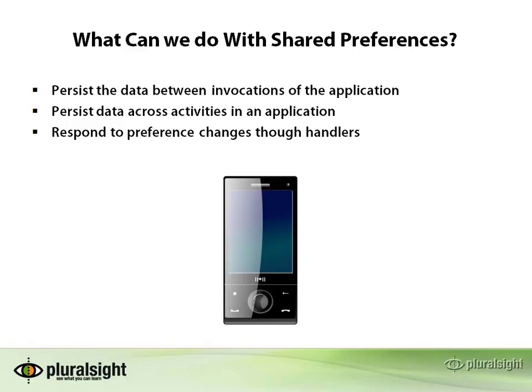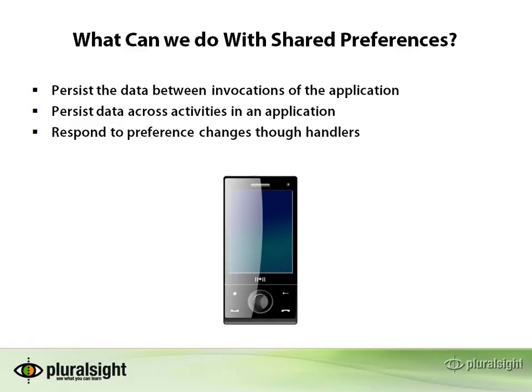The other thing that we can do is persist the data across activities in an application. And this may seem obvious, but in Android, sometimes it's a little bit difficult to pass data between activities. There's some mechanisms that we can use to directly do that, but often if we have some shared data, like truly user settings, and we want to be able to access that data from one activity to another activity, shared preferences really provide us an easy mechanism for doing that.